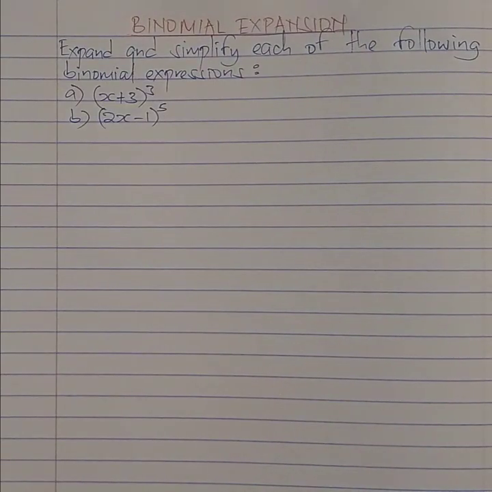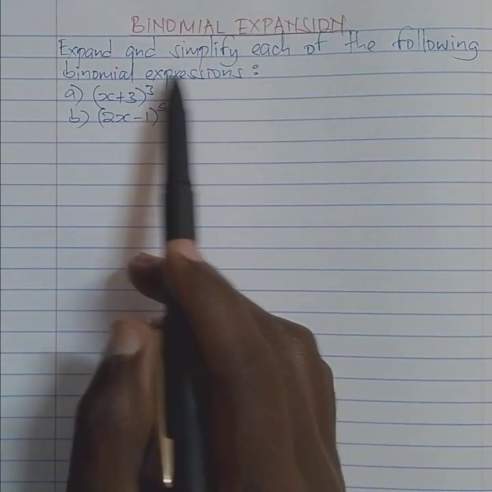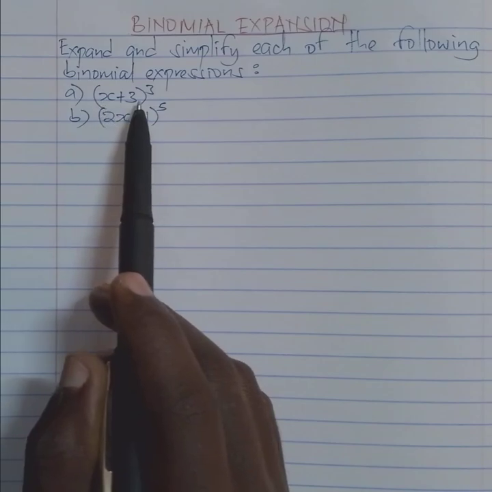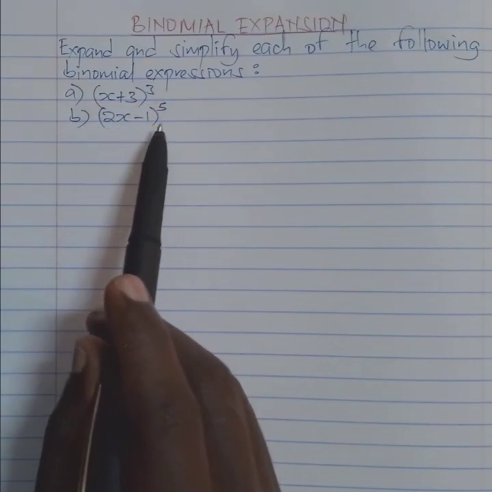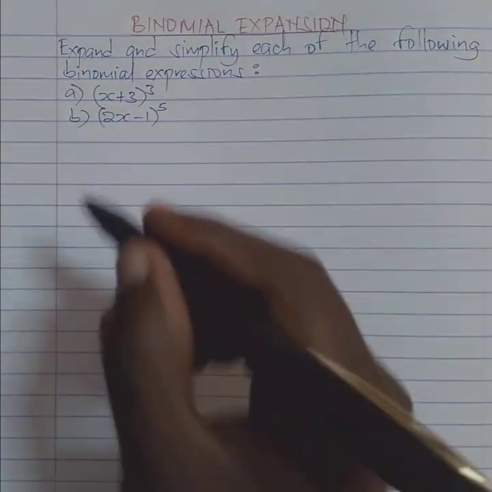So today we are going to look at binomial expansion. We have a question: expand and simplify each of the following binomial expressions. Part A, (x + 3)^3. Part B, (2x - 1)^5. So we are going to start with part A.